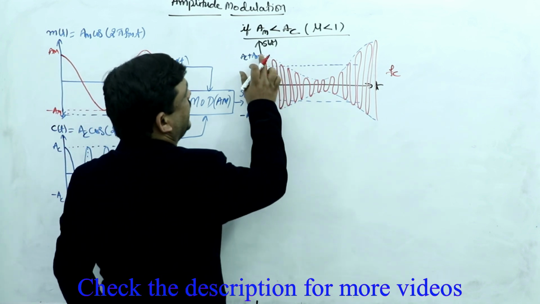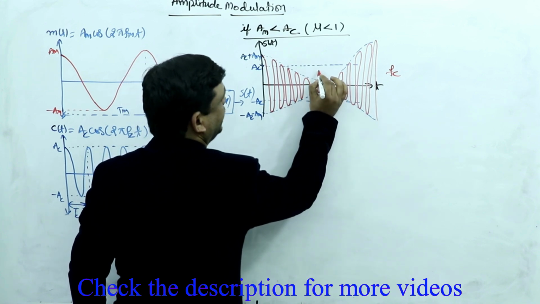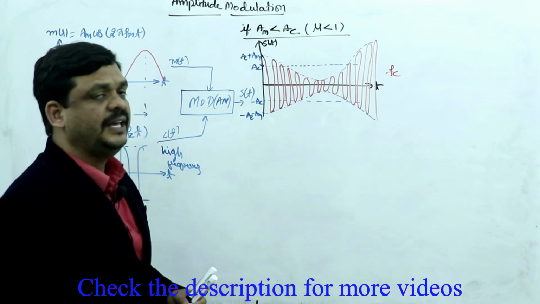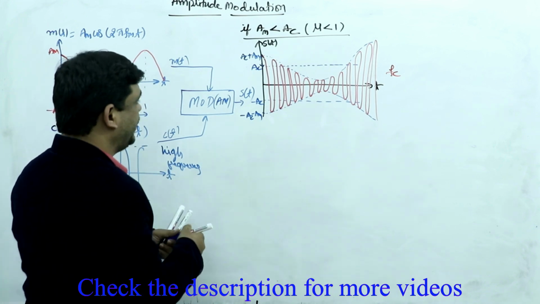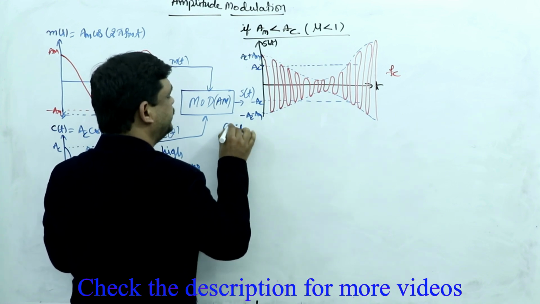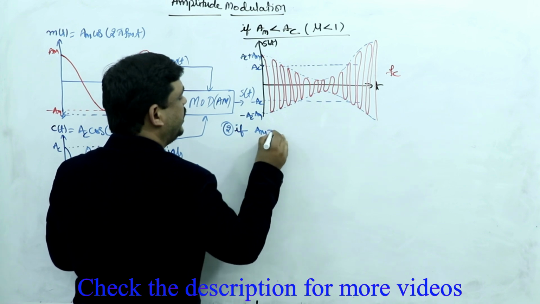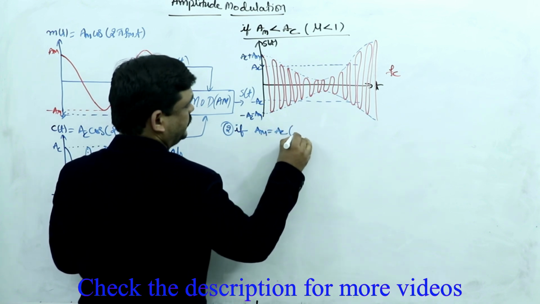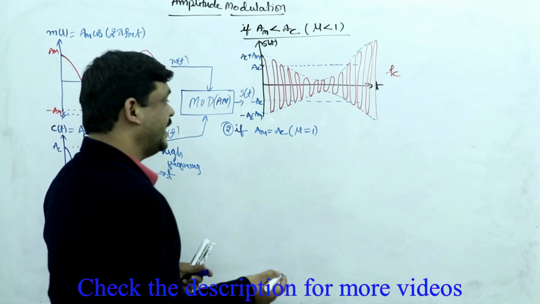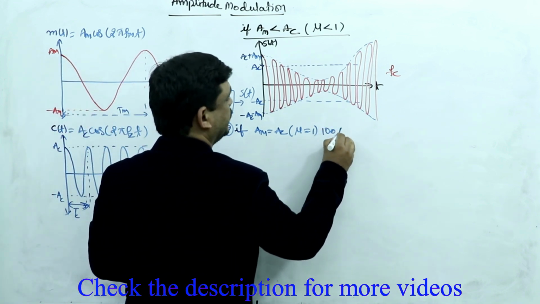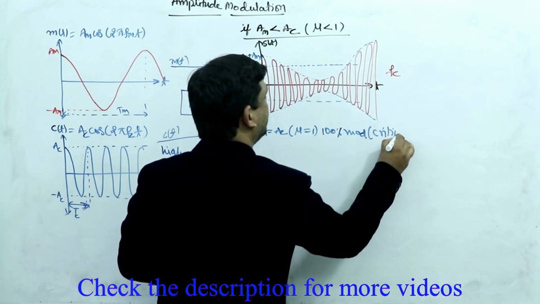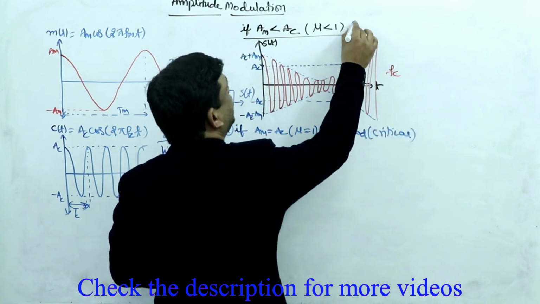Here I have drawn the modulated amplitude up to this gap, because we have assumed AM is less than AC. Sometimes our expected questions are like this. Another condition I am taking now, the second condition: if AM is equal to AC, both are equal, then what happens? The modulation index is 1. It is also called 100% modulation, and another name for this is critical modulation. What about this one? Under modulation.